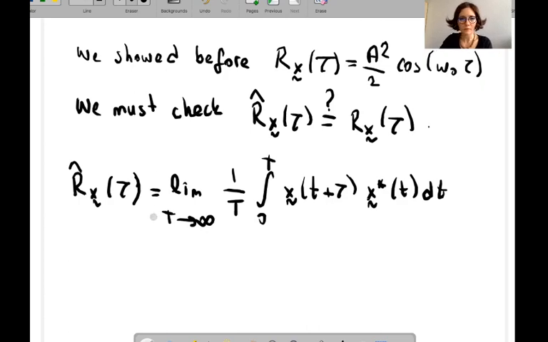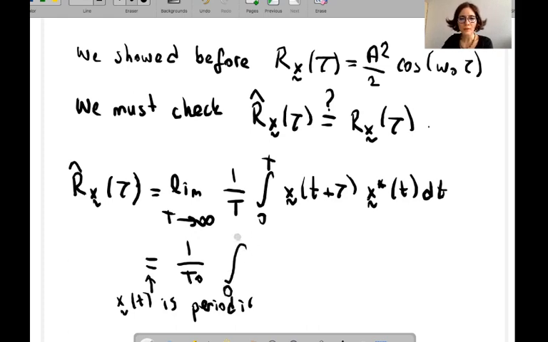So since this is periodic, now we can just use this more convenient formula. Since x of t is periodic, then you could just evaluate this limit. You don't have to deal with infinite integrals, indefinite integrals. It's sufficient to calculate this over a single period. So let's just look at this one and we will be fine.